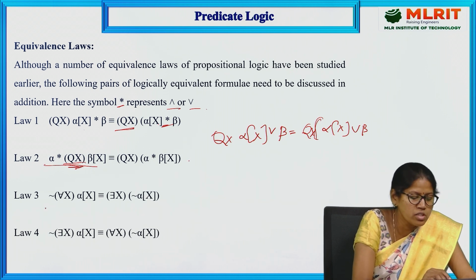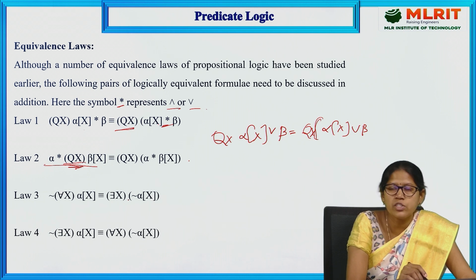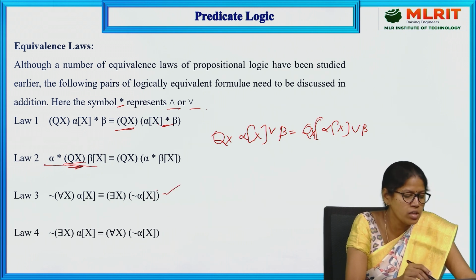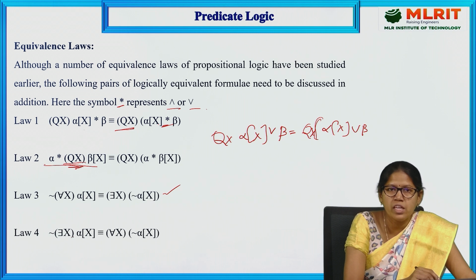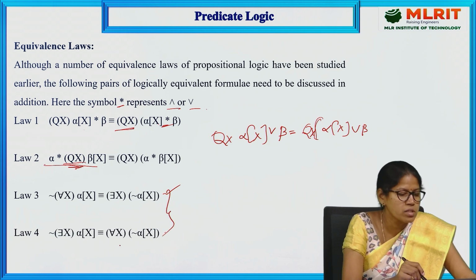Next, let's see the negation. Negation of for all X, alpha X is equivalent to there exists X, negation of alpha X. Negation of there exists X, alpha X is equivalent to for all X, negation of alpha X. Both are similar, vice versa.